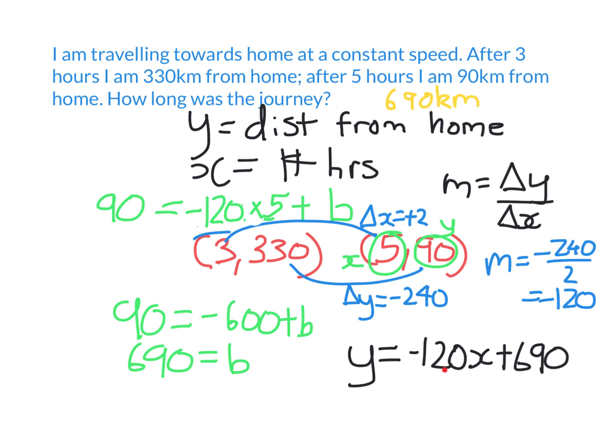And we're traveling at 120 kilometers an hour towards home. So for the total length of the journey, if y is 0, if the distance from home is 0, we get 0 equals negative 120x plus 690. Then we can subtract 690 from both sides and divide by 120. We get x is 690 over 120, which actually equals 5.75. So the journey is 690 kilometers in 5 3/4 hours, or 5 hours and 45 minutes.